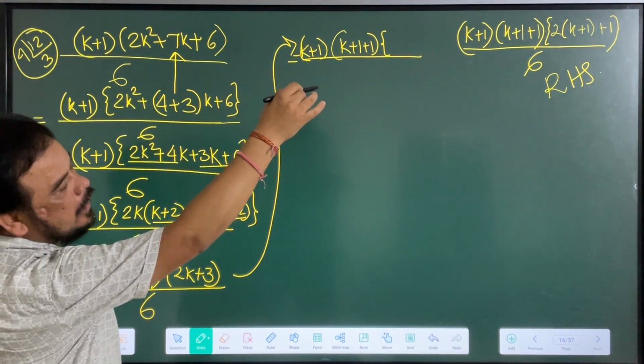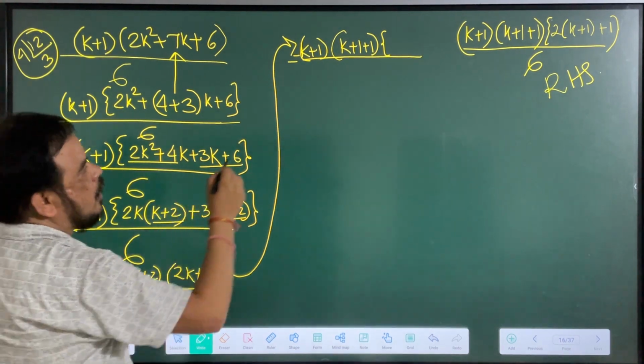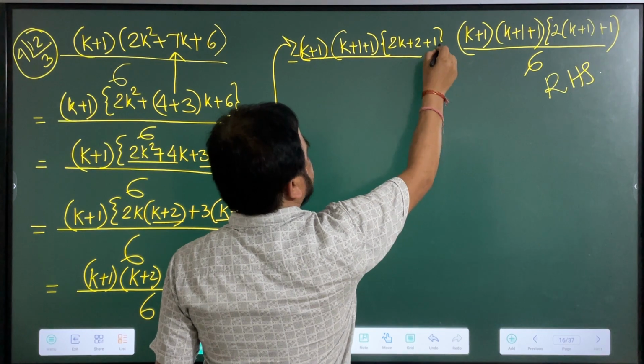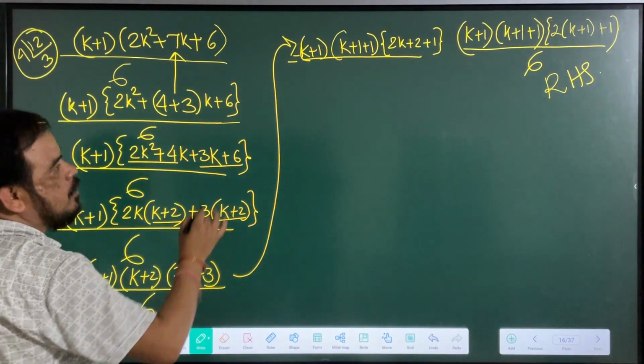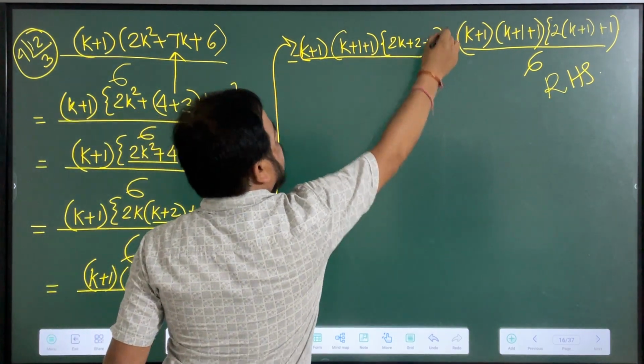Next, 2k into k plus 1 plus 1, that is 2k plus 3. Let us write it like this first: 2k plus 2 plus 1. Same thing. I have written 2k as it is. Then for 3, I have written 2 plus 1 so that we can get that.